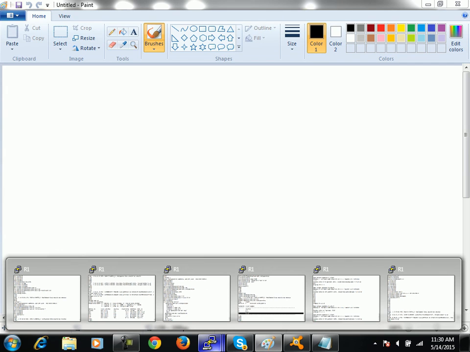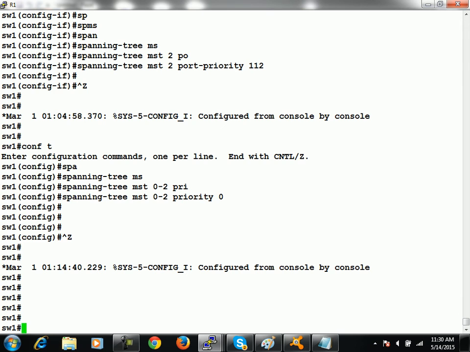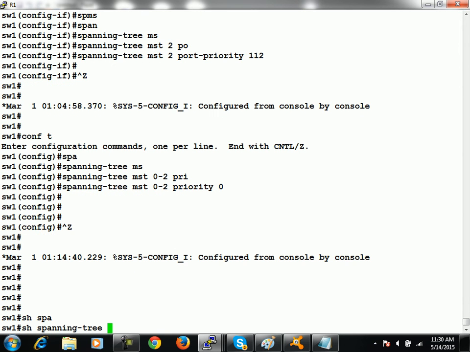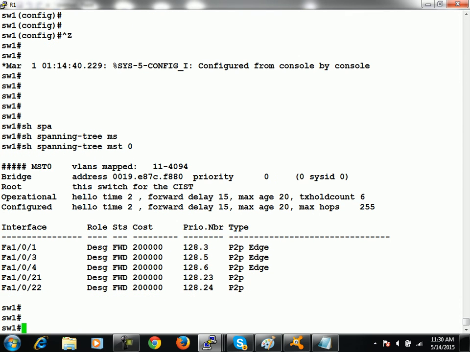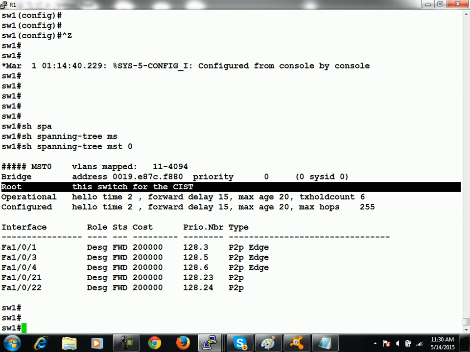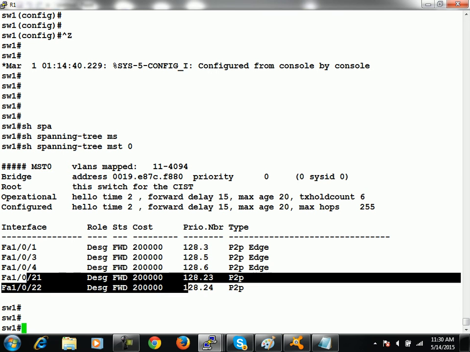So, as per my available diagram, switch 1 has the lowest priority for instance 0 among all switches. So, switch 1 must be the root bridge for CIST as well as the regional root bridge, right? Switch 1 and switch 2 are in the same region. Show spanning tree MST 0. Let me show you. If this switch is the root for CIST, it means it will also be the root bridge for its own region as well. Because if it has won the election of CIST, it is also the intra-region root bridge. That's why it has won this election. Fine. So this switch 1 is working as the root for CIST. That is why all its interfaces 21, 22, both of them are working as DP.